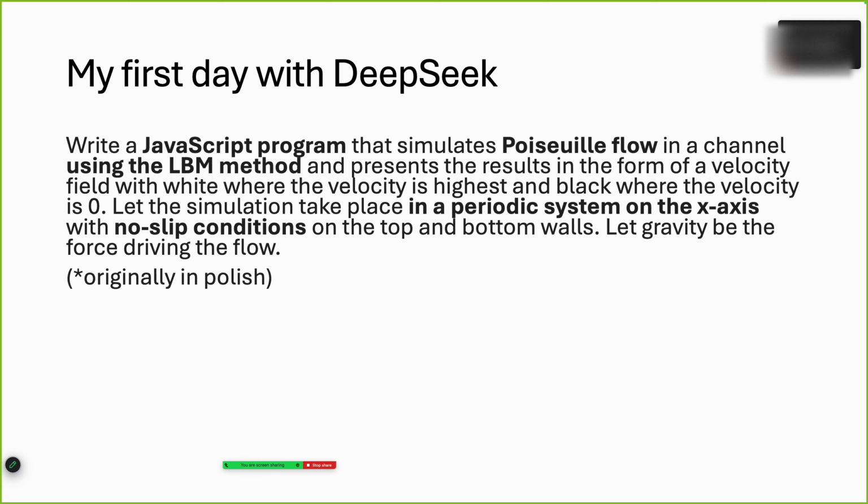I know already what JavaScript is. I know what Poiseuille flow is. One has to know to write a prompt like that. So the knowledge is still needed. Using the LBM method and present the results in the form of a velocity field with white where the velocity is highest and black where the velocity is 0. This is like talking to a student. Please do me this and that, but remember to make the color like this and so on.